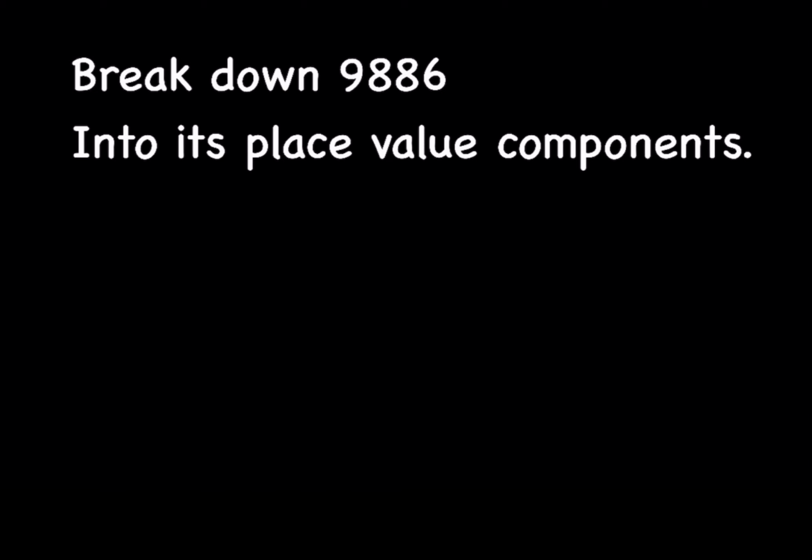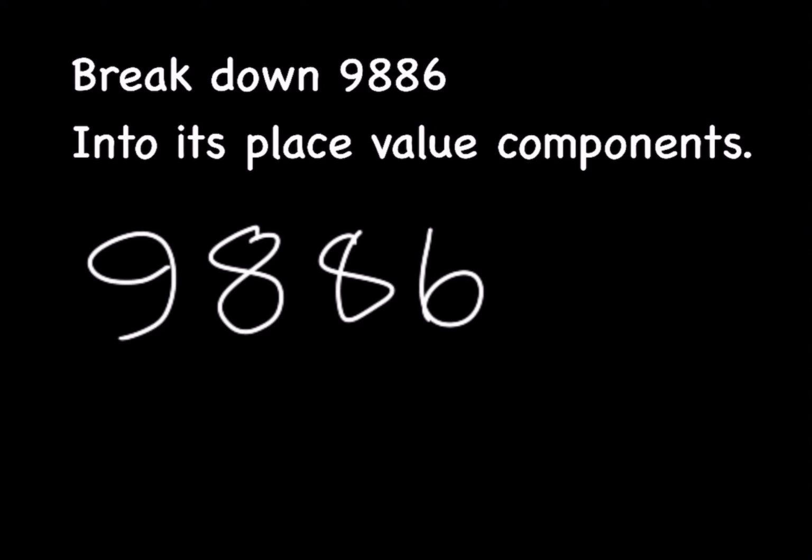Break down 9,886 into its place value components. Okay, so we have 9,886, and we're going to break this down into its place value components. So let's firstly identify the place values. So let's make this a bit bigger actually. There we go. So starting from the very right, remember, our originating spot is our ones place. This means we have 6 ones.